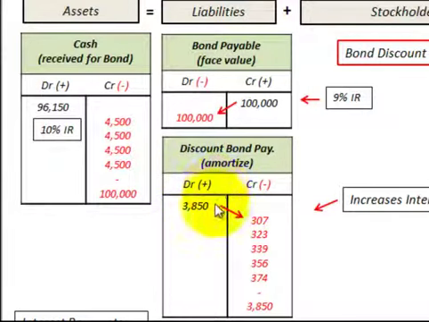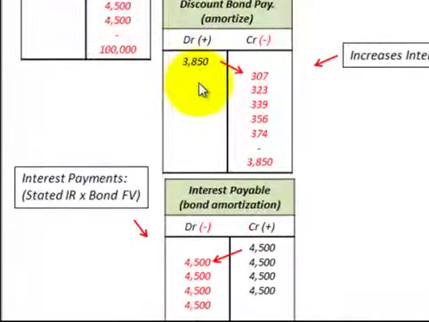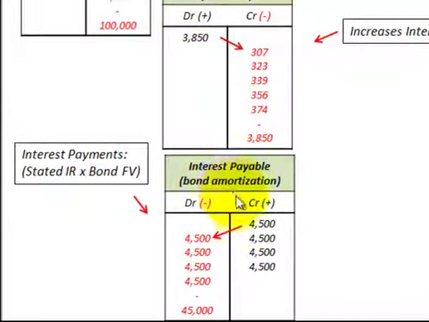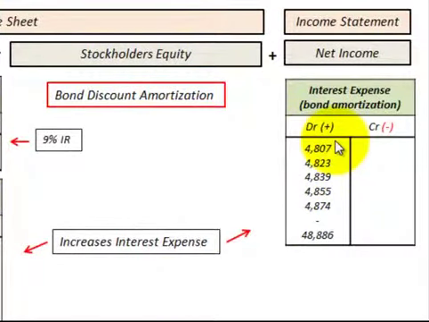Now this discount on bonds payable actually increases our interest expense. So it's an added interest expense that we have to recognize on this bond. Now if we go down here, we look at our interest payable. Those are those semi-annual interest payments that we pay to our bondholders, and those are based on a 9% stated rate of interest or 4.5% per semi-annual payment. And you take the 4.5% times the $100,000 face value, and you get a $4,500 payment that we pay to the bondholders each period.